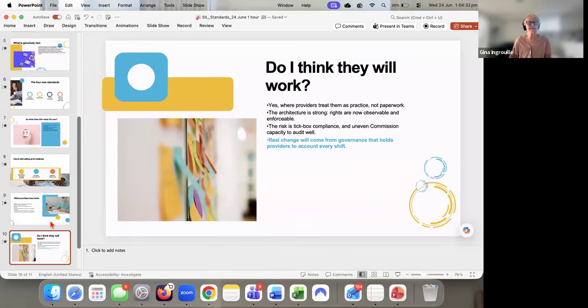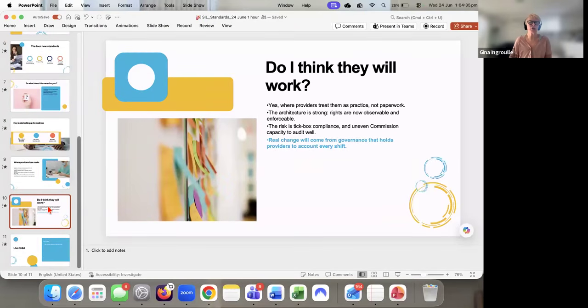So look, that's the overarching what you can expect. So I think that yes, where providers treat them as a practice, not as paperwork, and that goes for anything. The architecture here is strong, right? It's now observable and enforceable. The risk is tick-box compliance and uneven commission capacity to audit well. That is what is necessary there.